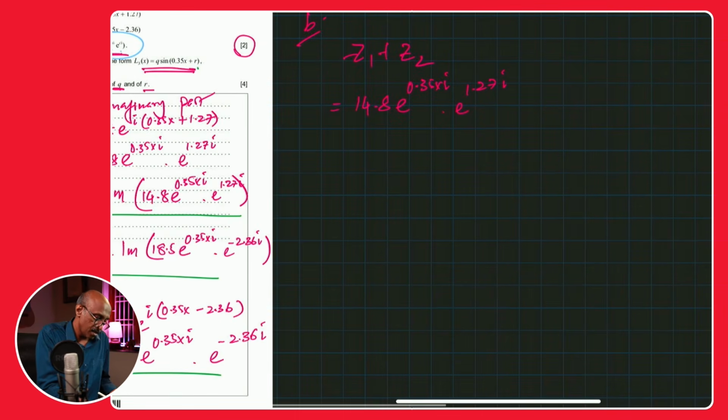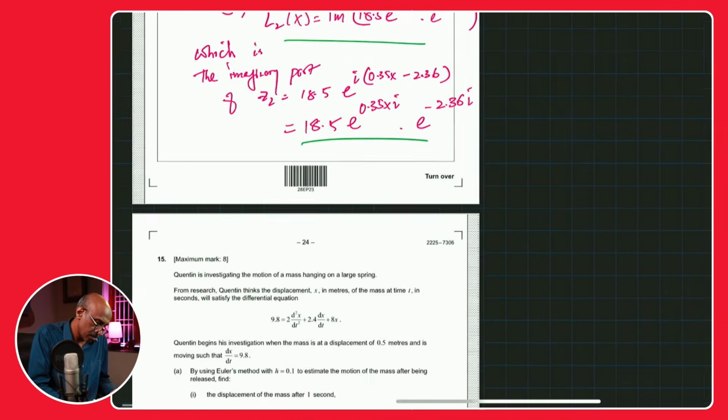I think that's better. And plus the second complex number, which is 18.5 e to the power of, the first term is strangely the same, 0.35 xi, and times e to the power of minus 2.36i. Did I get that right? Don't forget that i. Yeah, I think that's good.